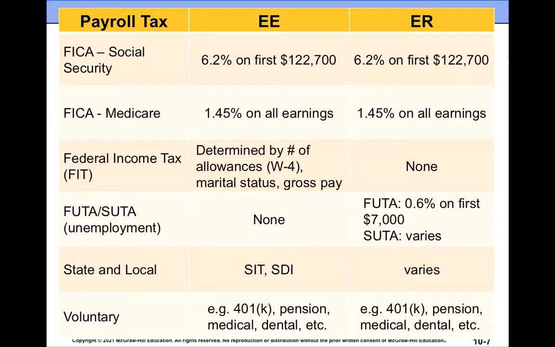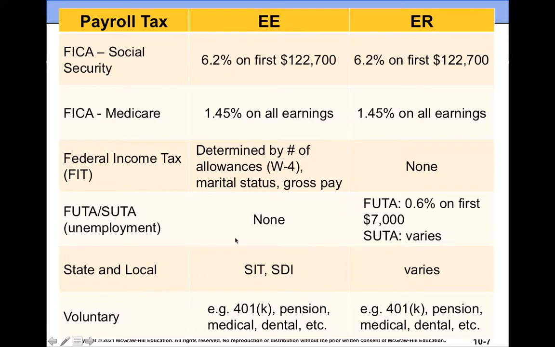So this is a great table I put together for you. These are federal payroll taxes. So this is FICA Social Security, FICA Medicare, federal income tax, FUTA and SUTA, which is federal unemployment tax and state unemployment tax. We will talk more about FUTA, SUTA in Chapter 11. State and local taxes, and then voluntary deductions, not required by law. You can look at your paycheck if you're working, or if you ever worked, and you can find this middle column.